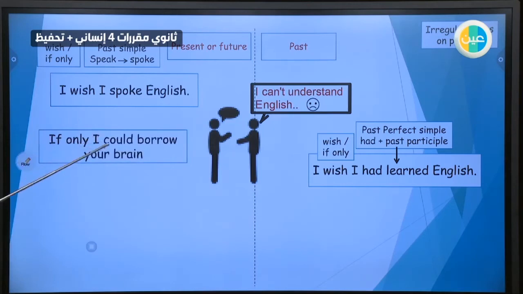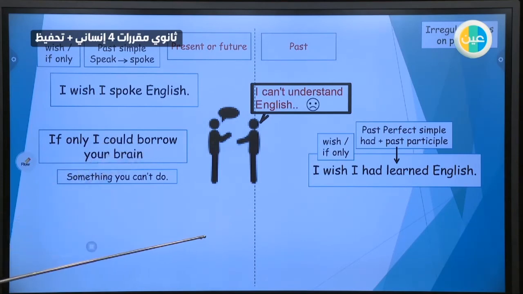If only I could borrow your brain. If only, here we use could plus the base form of the verb. Why do I use here, if only I could borrow? Look here, something you can't do. Have you ever borrowed someone's brain? No, it's impossible. So for something you can't do, we use this form. If only, plus the subject, plus could and borrow in the base form, your brain.